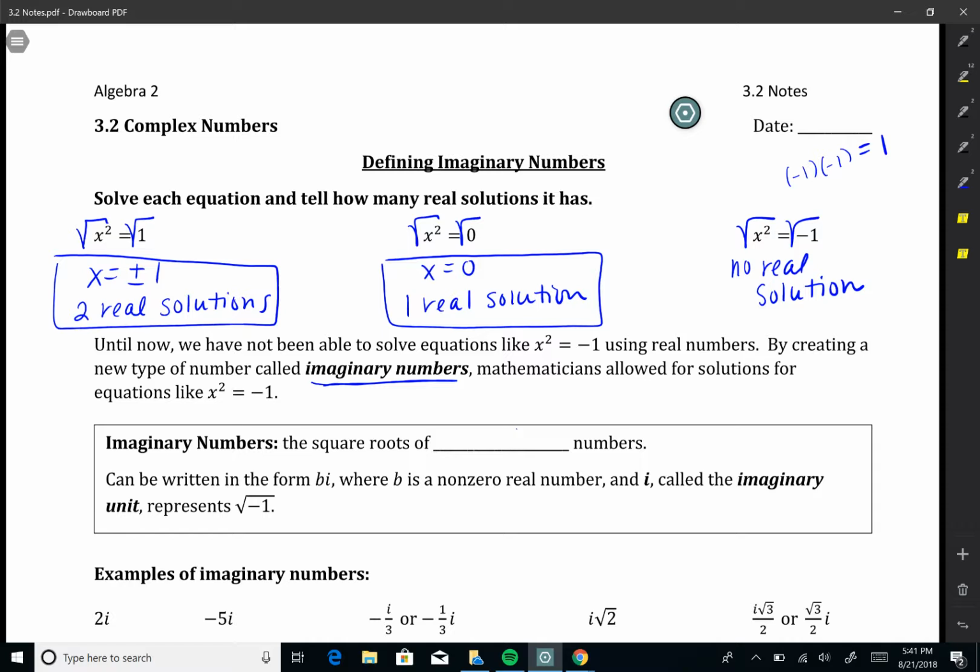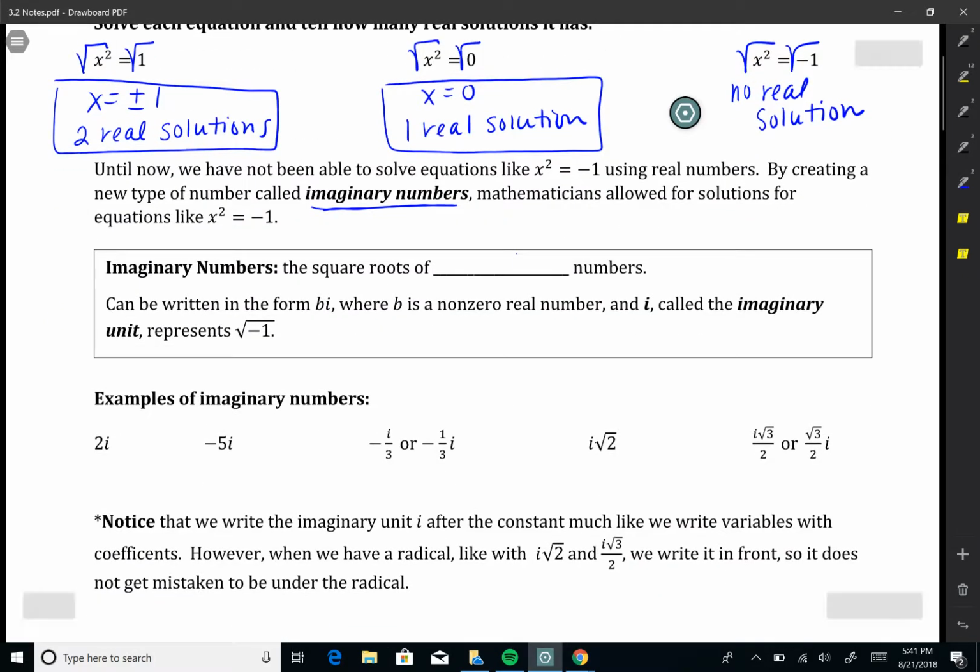So let's first look at the definition of imaginary numbers. They are just the square roots of negative numbers. And they can be written in the form b times i, where b is a non-zero real number and i is called the imaginary unit, which represents the square root of negative 1. So I'm going to write that here and make it very prominent because that is very important for us to know. i is the square root of negative 1. So this solves our problem of not being able to take the square root of negative numbers.